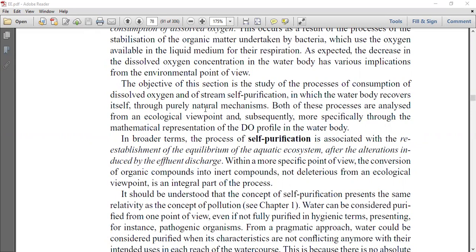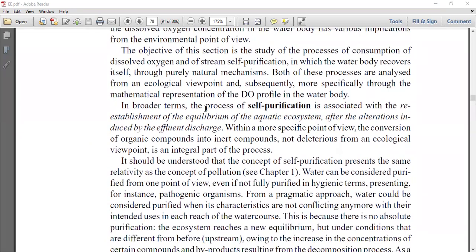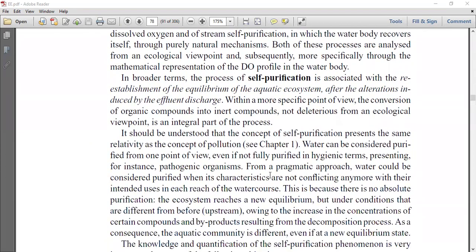It should be understood that the concept of self-purification presents the same relativity as the concept of pollution. Water can be considered purified from one point of view, even if not fully purified in the hygienic sense, presenting, for instance, pathogenic organisms. From a pragmatic approach, water could be considered purified when its characteristics are not conflicting anymore with the intended use in each reach of the watercourse. This is because there is no absolute purification.